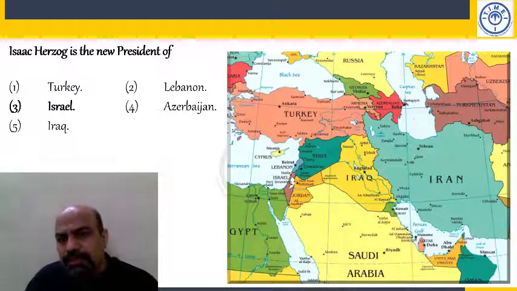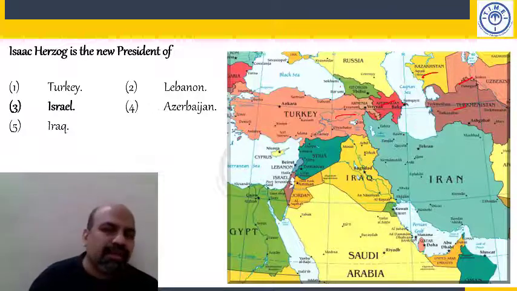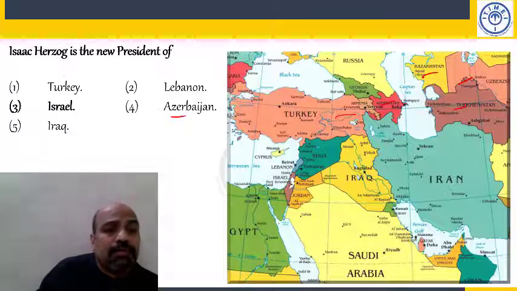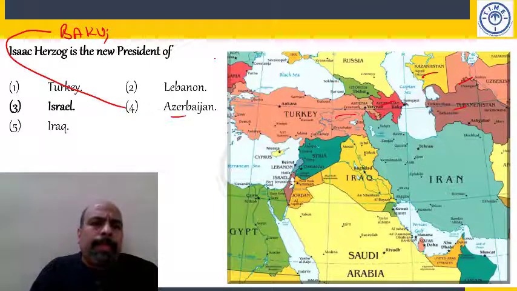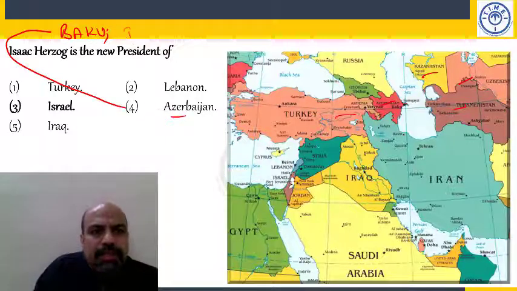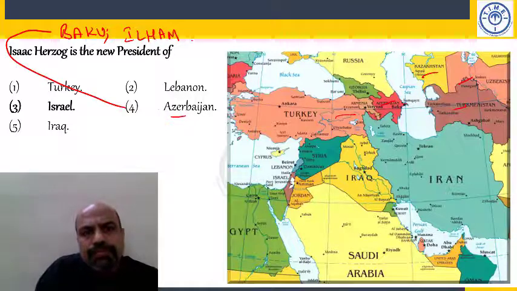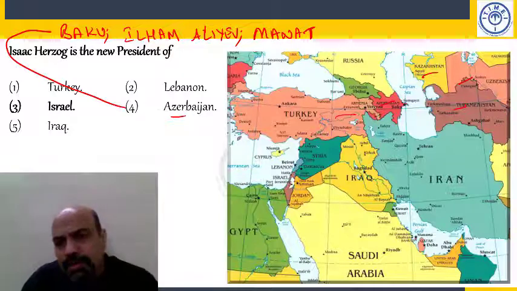Azerbaijan, this is Azerbaijan. You see this country here? This is Turkey. These are all Turkic people. Yeah, someday I'll tell you the story. Azerbaijan, the capital is Baku. And the president is Ilham Aliyev. Currency is manat.